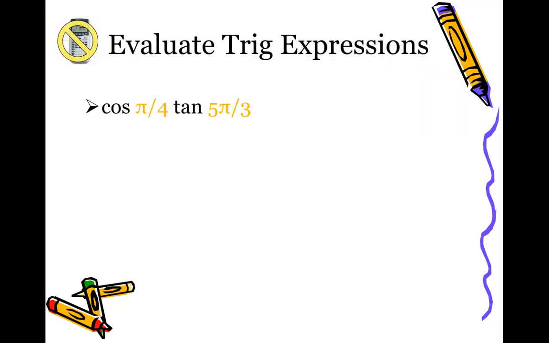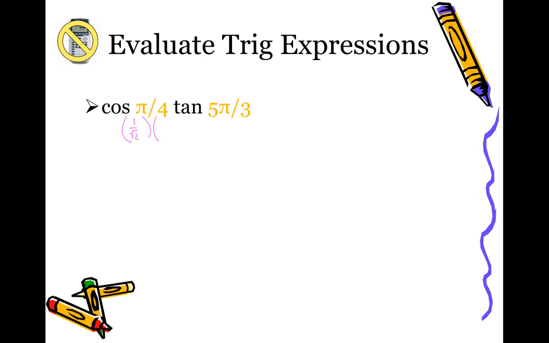Okay, so we're going to do some application of this to finish up this lesson. So cosine of pi over 4, right? So you want to think about what is the x value at pi over 4. Don't pick up your calculator for this, right? So this is going to be 1 over root 2.